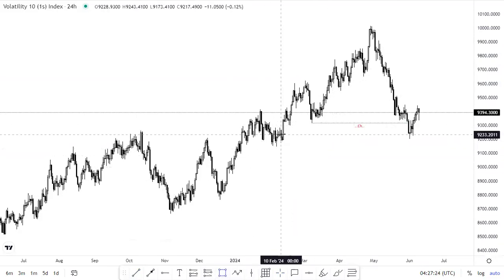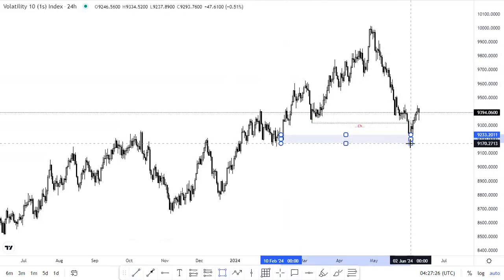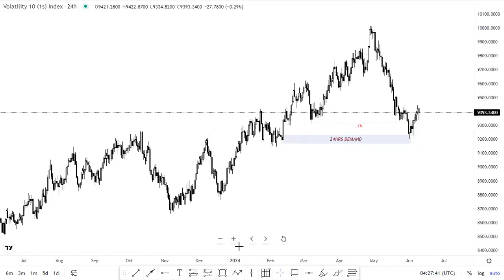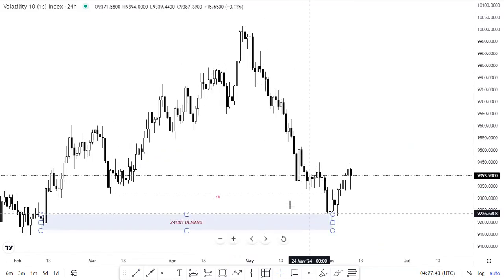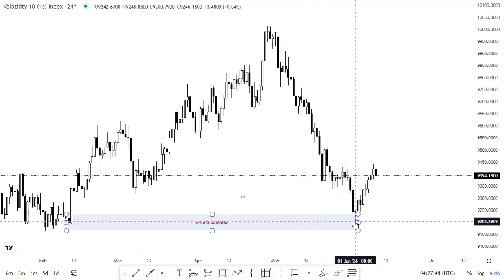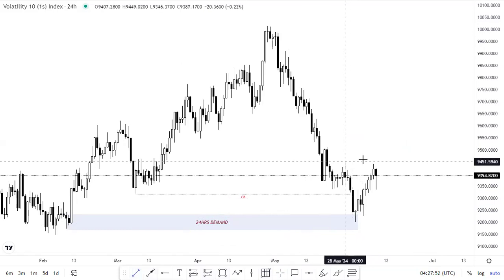So for this particular 24 hours demand, you could see our price respected it beautifully. I think I have this analysis in the mentorship group. You can check it up. So this is 24 hours demand zones. You could see that price has already mitigated this demand and is buying beautifully. All right. But it could be price is interested to come and take out this particular inducement.